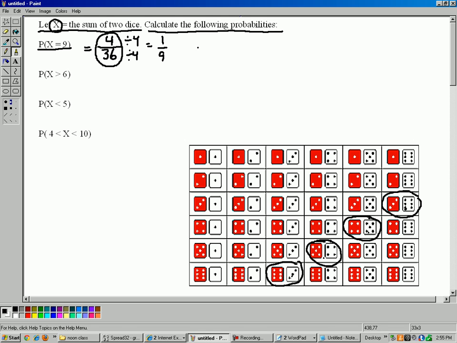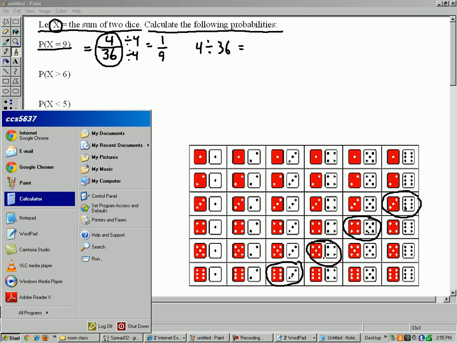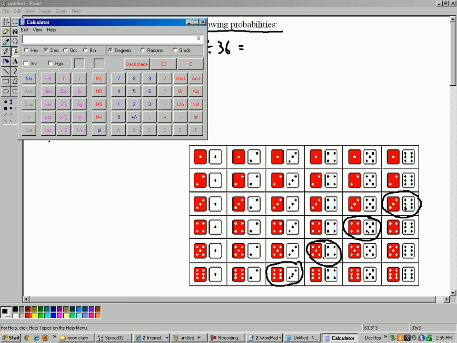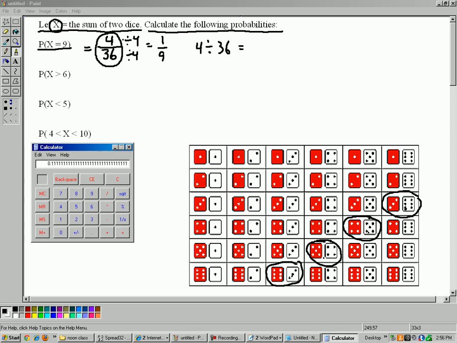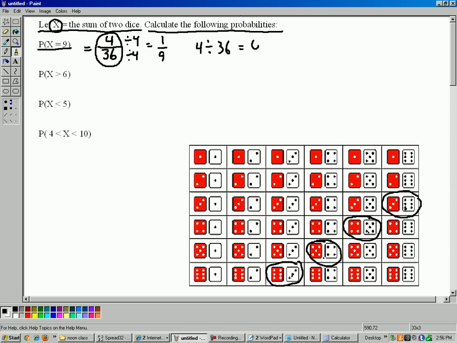Okay, also if you want to, you can give the answer as a decimal. So just do top divided by bottom, 4 divided by 36. Let's get a calculator out here. Okay, 4 divided by 36, or you could do 1 divided by 9, it's equivalent. 0.1111111. That's a lovely number. Let's just round that off to 0.111.